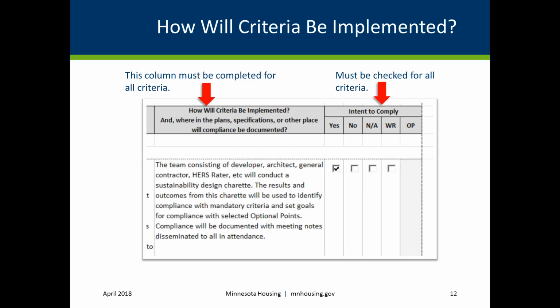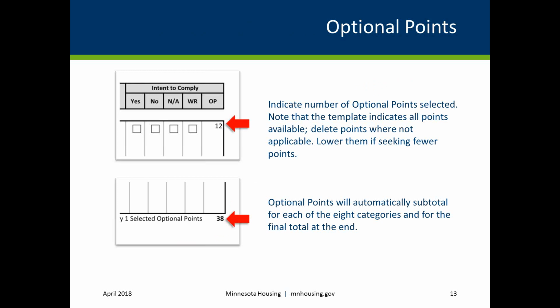Again, all applicable mandatory and all selected optional criteria must have the intent to comply section checked as yes. Remember, this will be grayed out when these points are not available. And finally, all other criteria must be checked either no, NA for not applicable, or WR, which stands for waiver request. For optional criteria, points will be listed in both the MO column as well as the intent to comply column. The intent to comply column is shown on this slide.